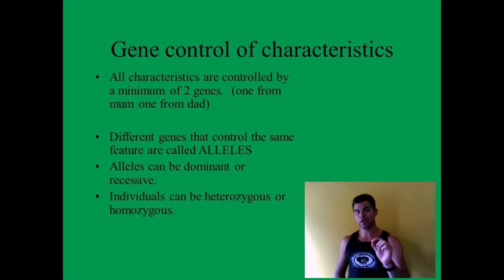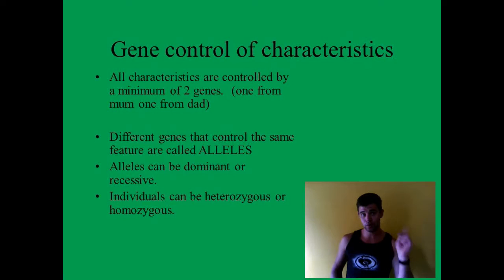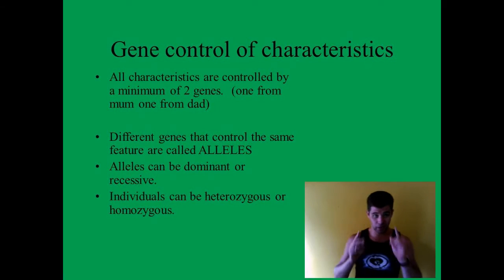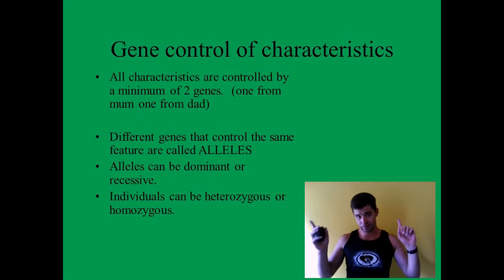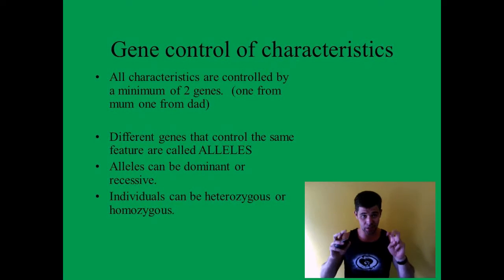So, all characteristics are controlled by a minimum of 2 genes. Eye colour will be controlled by 2 genes, one from your mum, one from your dad, and those will be the paired genes. Different versions of genes that control the same features are called alleles. So, let's say we've got a gene for eye colour. Now, let's say your mum's got brown eyes, your dad's got blue eyes. In order for them to have those different colour eyes, they'll have the eye colour gene, but your dad will have alleles that control the blue, your mum will have alleles that control the brown. So alleles are different variations of genes that control the same feature.